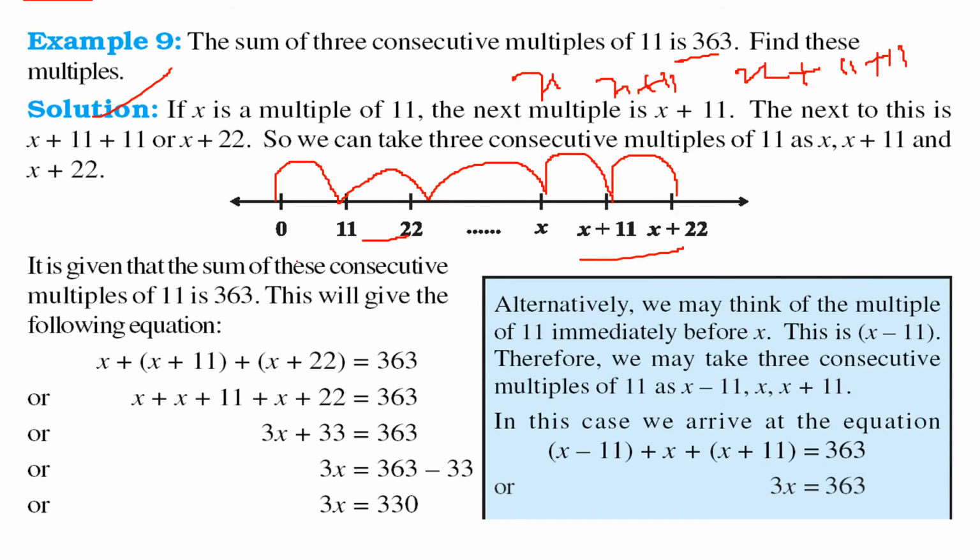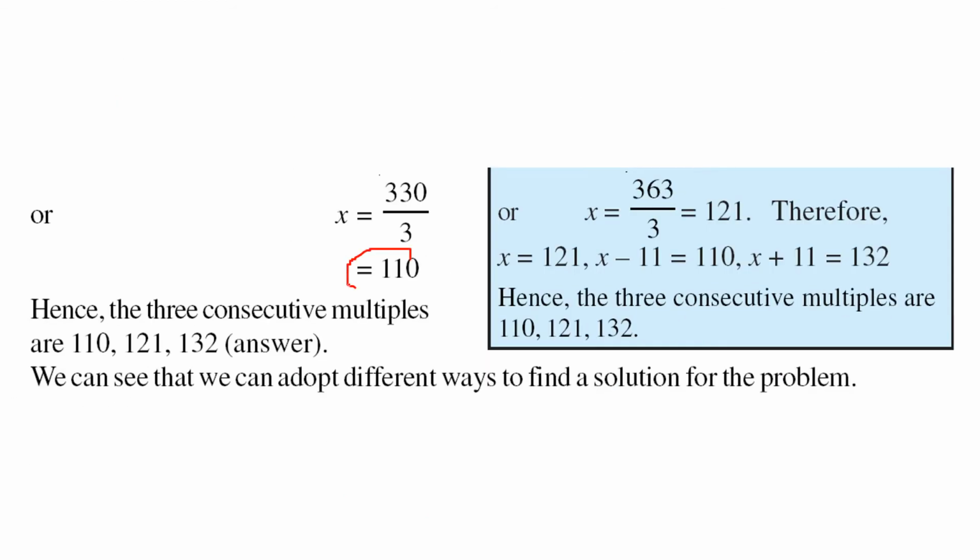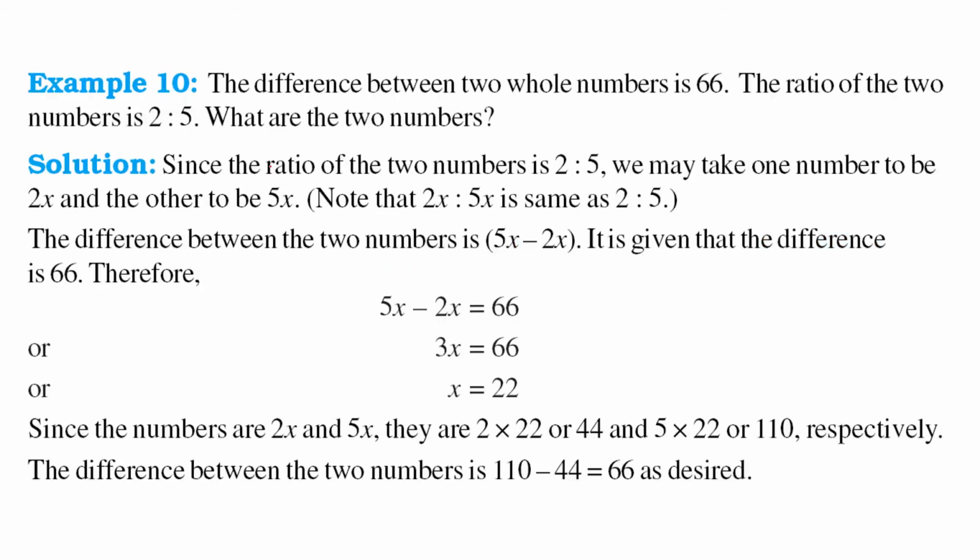So it is given that the sum of 3 consecutive multiples of 11 is 363, that is x plus x plus 11 plus x plus 22 is nothing but 363. So when you add the x, you get 3x. You get 11 plus 22, you get 33. 363 is on the right side. You take 33 there. You get 3x equal to 330. Divide both sides by 3. You get 110. So once you get this 110, just add 11, you get 121. Again, add 11, you get 132. So these are the ways to solve.